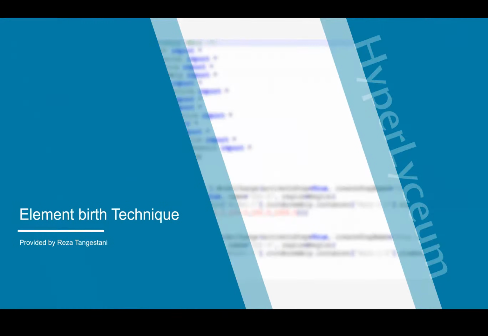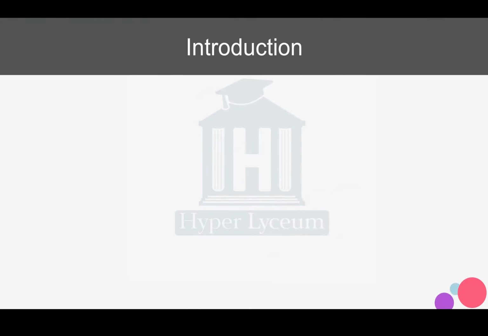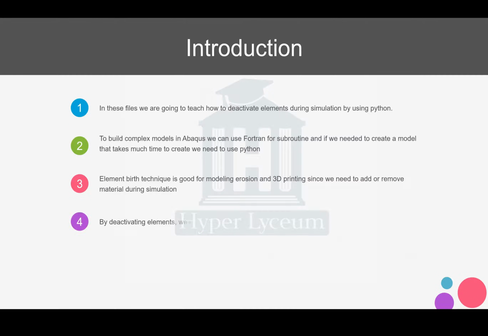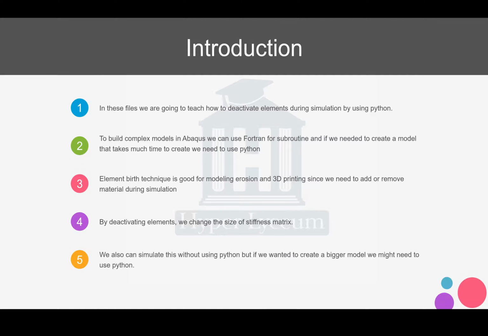Hello everyone, I'm Reza Tangistani, and in this video I'm going to talk about the element bear technique. It is very useful for additive manufacturing process. We can use it for welding process as well. In this file, we are going to teach how to deactivate elements during simulation by Python.